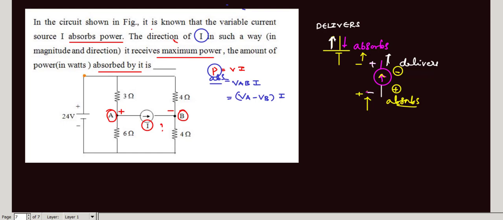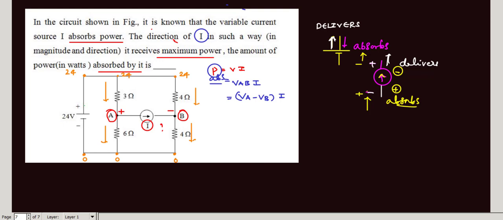Here the voltage is 24 volts at these points, and the voltage here is 0 volts at these points. So what is the current flowing through each of these branches?